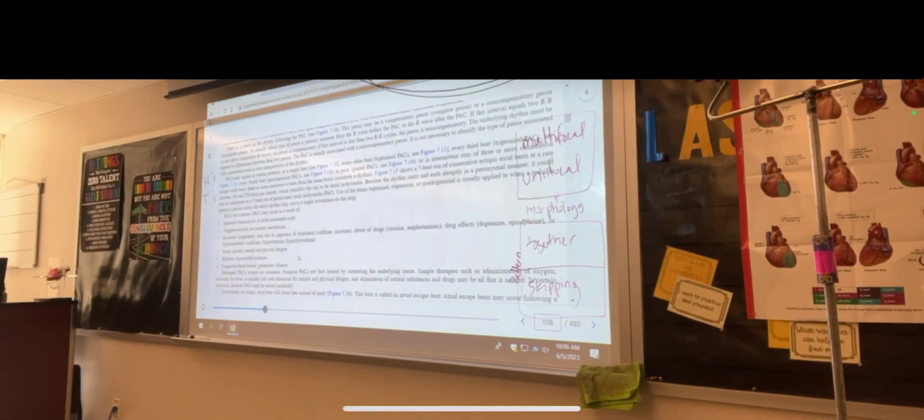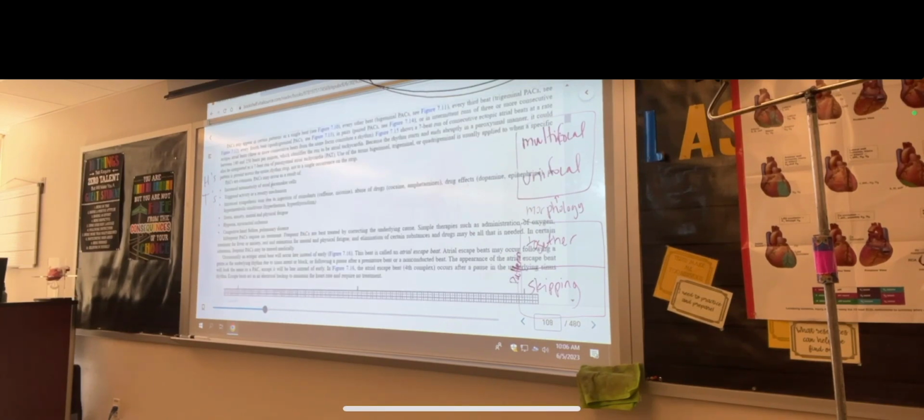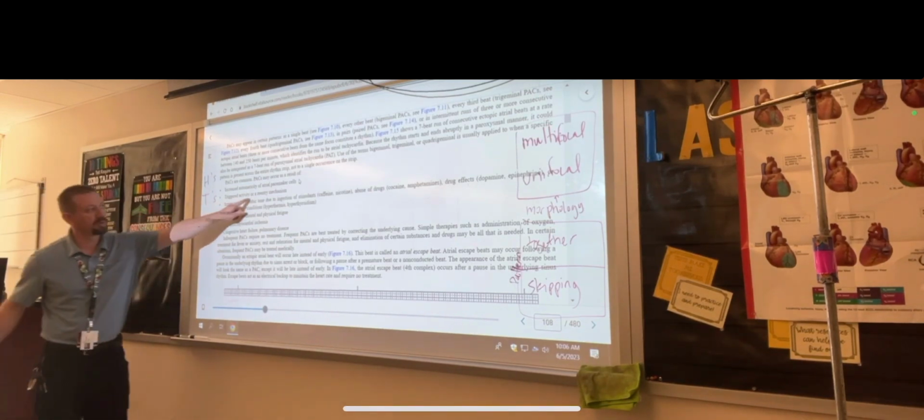Common as a result of increased automaticity of atrial pacemaker cells, which could be near or at the SA node. It's just not a specific one cell that's generating the beat. Because remember, usually the atrial pacemaker cells go off of the strongest and fastest signal that a beat generates in the SA node. Let's see. Triggered activity or reentry mechanism.